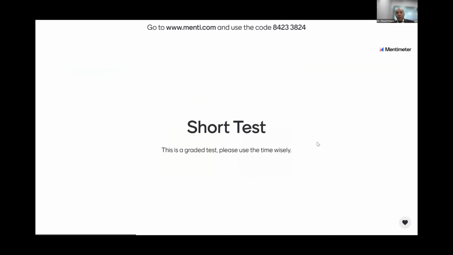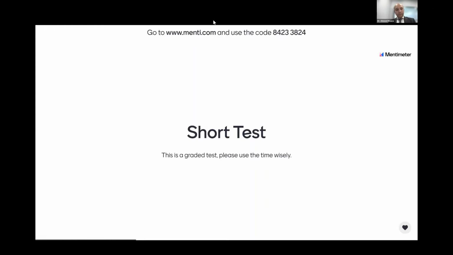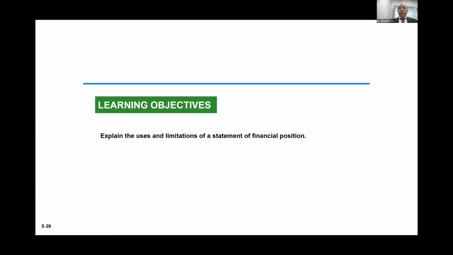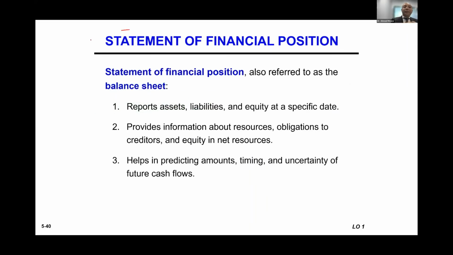Okay, before we go to the test, let us finish the last part and learn more about the balance sheet and the cash flow statement. So let's go to the statement of financial position. What is the statement of financial position? Maybe it has another name.